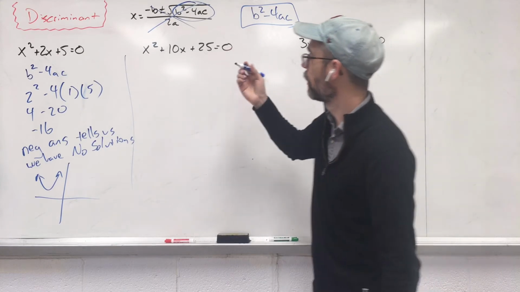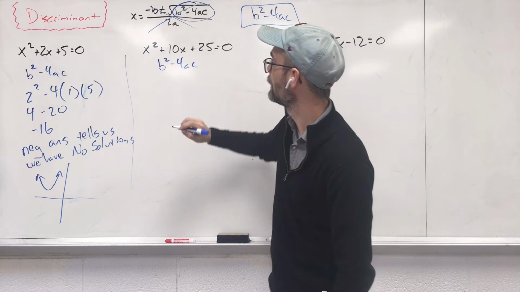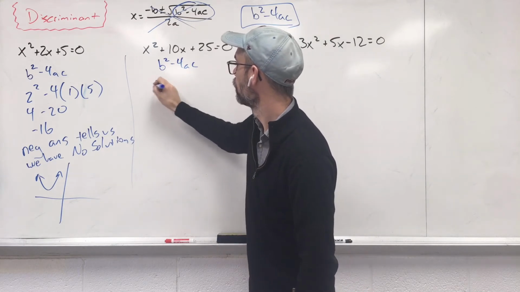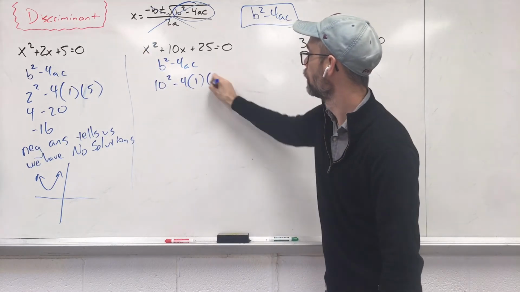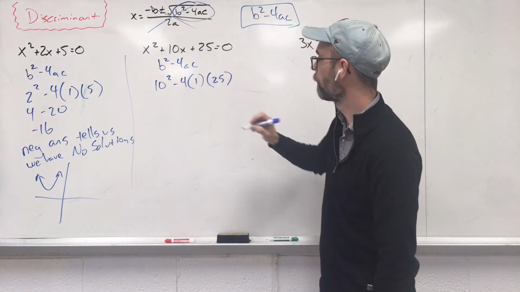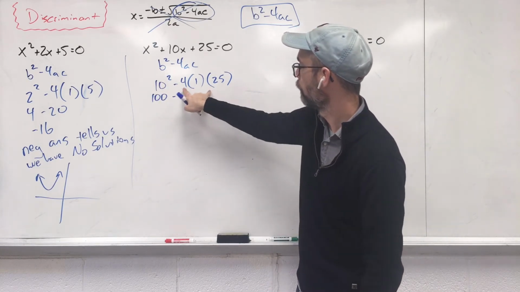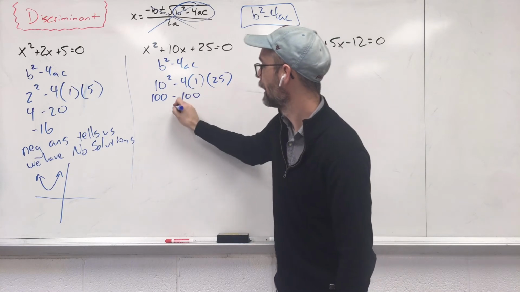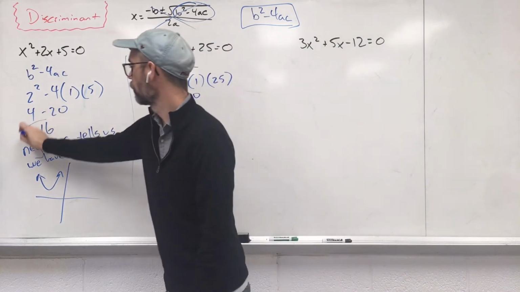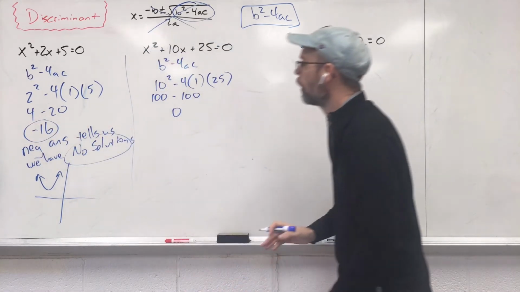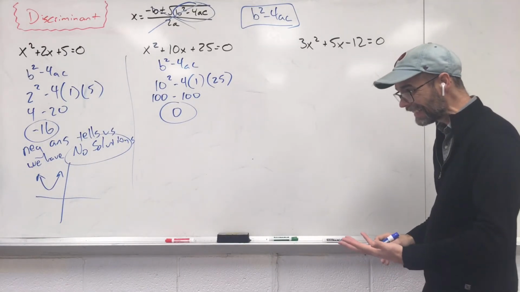Next problem, let's plug some stuff in. We've got b squared minus 4ac. My b value is 10. So 10 squared minus 4, A is 1, and my c is 25. I'm going to get 100 minus 4 times 25, which is 100, giving us an answer of 0. We came up with an answer of 0. What does that tell us now?